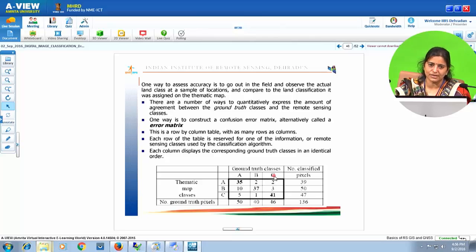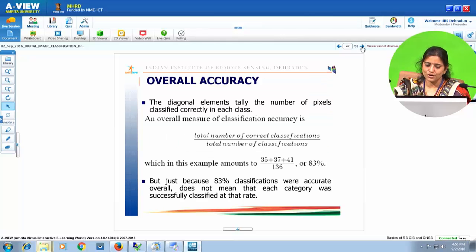So, how many have been correctly classified divided by how many were classified. In our case, the overall accuracy would be 35 plus 37 plus 41 divided by the total number of samples used for accuracy, that is 136. So we have achieved 83% overall accuracy of classification.